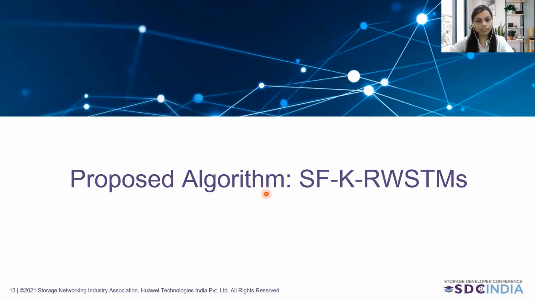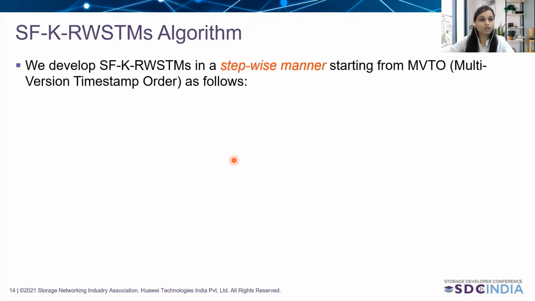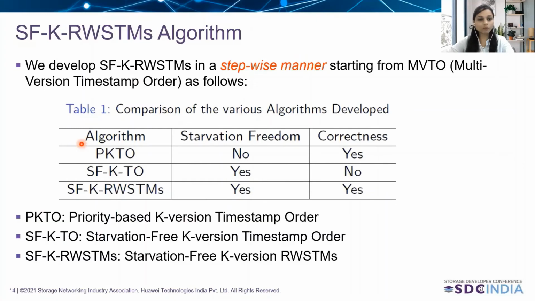So let's talk about the proposed algorithm. We developed our SFK RWSTM algorithm in a stepwise manner, starting from the MVTO protocol. MVTO is a well-known protocol in the literature, which stands for multi-version timestamp ordering protocol. We start with this, and in a stepwise manner we reach our proposed algorithm SFK RWSTMs. Initially, we proposed the PKTO algorithm, which is the priority-based K-version timestamp ordering algorithm. That did not satisfy starvation freedom, but it was correct, so it was not serving our purpose.